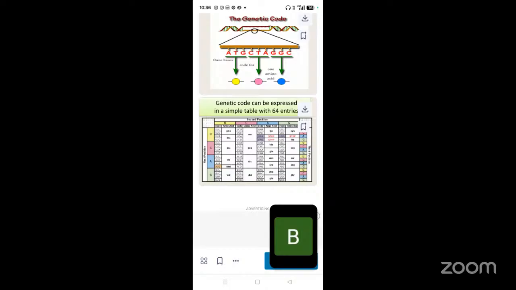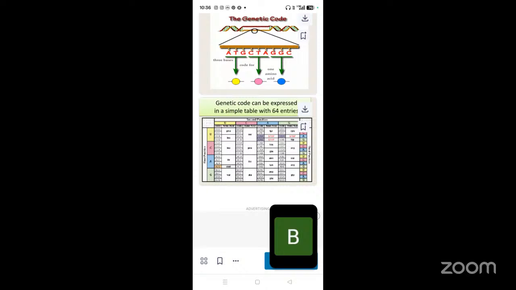Clinical significance. Mutations can be explained by the genetic code: point mutations, silent, missense, nonsense, and frameshift mutations. Silent mutation: a single nucleotide change, A to G, and the same amino acid is incorporated, so the mutation goes unnoticed. Missense mutation: a single nucleotide change, A to C, and a different amino acid is incorporated, with loss of functional protein.